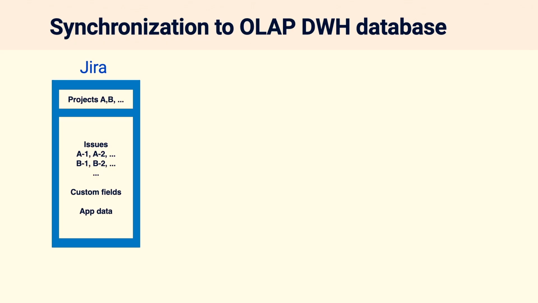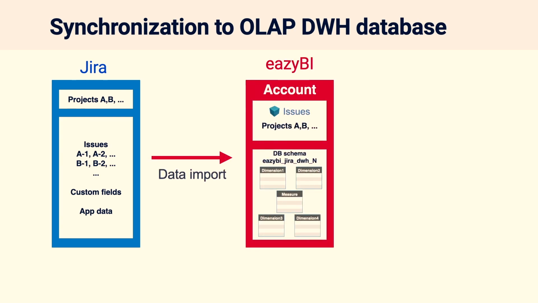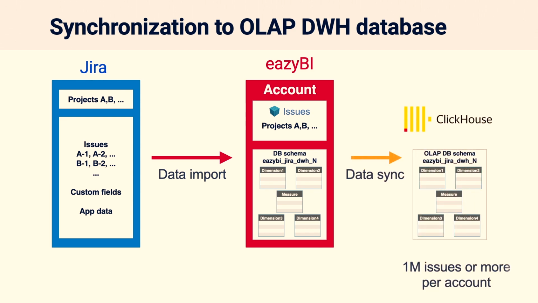Last year we implemented in our cloud a solution where, when you do the data synchronization to eazyBI, if we identify that the data amounts are large, we automatically synchronize the data to the ClickHouse database. And now we can support a much larger volume of issues per account, and we say that it could be 1 million or more issues per account.